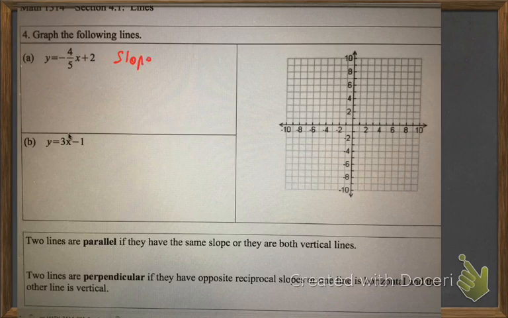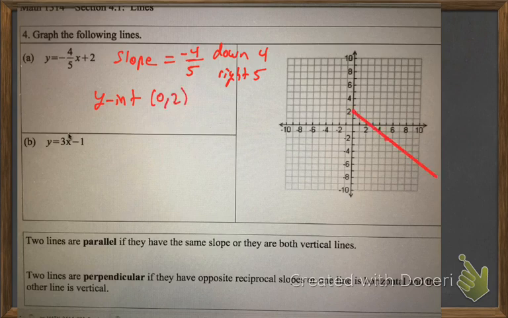Okay. So the slope here is negative 4 over 5. So you're going to go down 4 and right 5. And what we need is some sort of point to get us started. So we do have a y-intercept of 0, 2. So that's where we're going to start. We're going to start at 0, 2. And then from that, we're going to count down 1, 2, 3, 4. And then to the right, 1, 2, 3, 4.